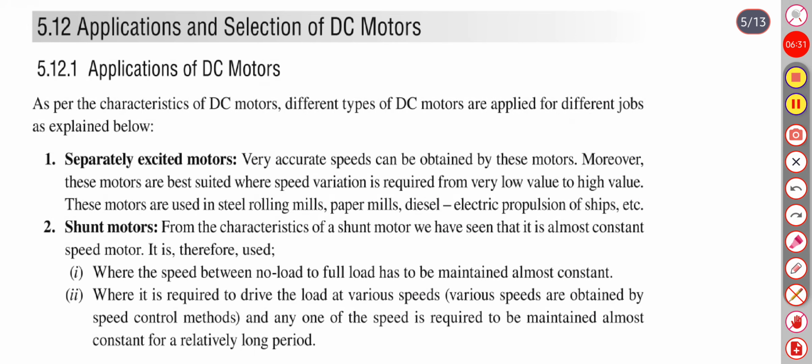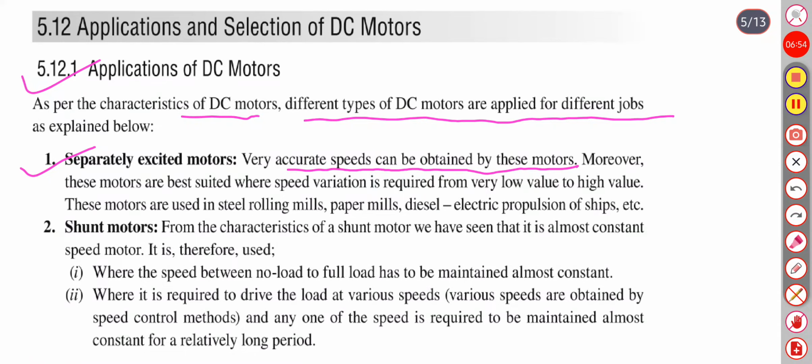Now we will see the applications and selection of DC motors. As per the characteristics of DC motors, different types of DC motors are applied for different jobs as explained. Separately excited motor: very accurate speed can be obtained by this motor. Moreover, these motors are best suited where speed variation is required from very low to high. These motors are used in steel rolling mills, paper mills, and diesel electric propulsion of ships.